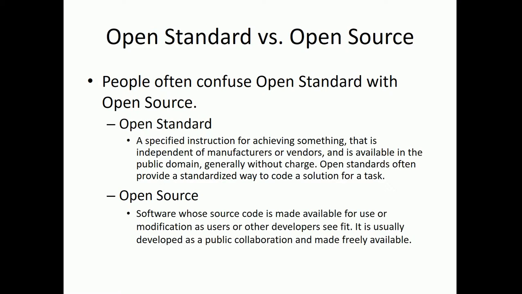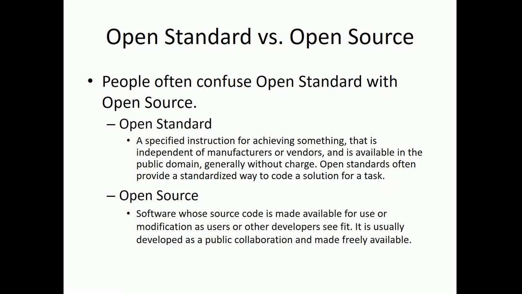Okay, so in a previous class, I've talked about this and I'll talk about it again. And I even saw some evidence that people are still not quite sure about the difference between an open standard and open source. That's okay. A lot of people confuse those two things. So an open standard is a specific instruction for achieving something that is independent of manufacturers or vendors and is available in the public domain generally without charge. An open standard often provides a standardized way to code a solution for a task. So that's the open standard. Open source is software. It's not the standard, but it's the software. Software whose source code is made available for use or modification as users or other developers see fit. It's usually developed as a public collaboration and made freely available.